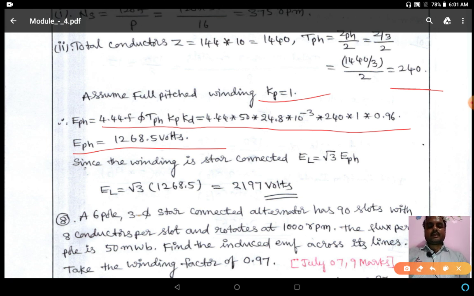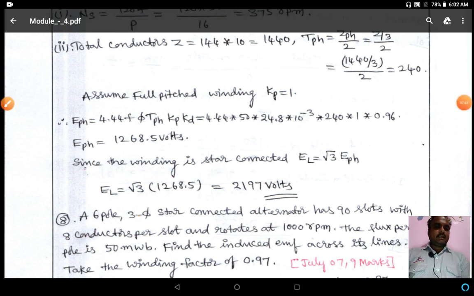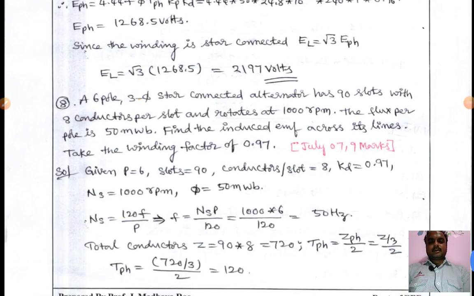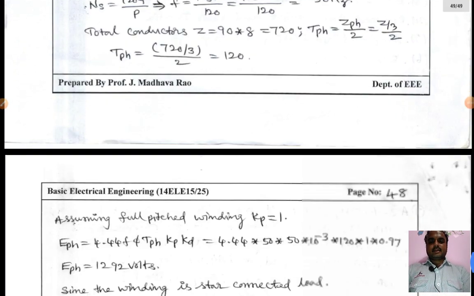1268.5 volts we will get. And since winding is star connected, EL is equal to root 3 EPH, substitute the EPH here and we will get 2197 volts EL, line voltage value. Okay, so these are the different problems. And one more problem we'll see here.